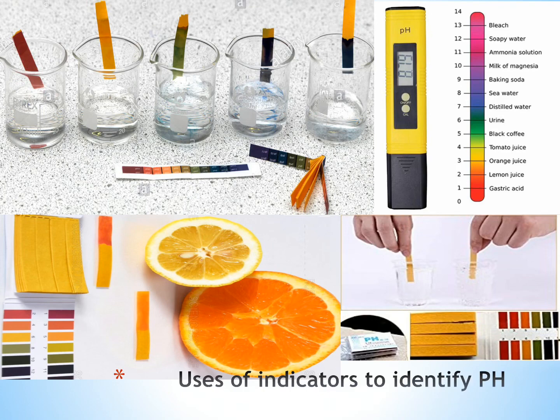Now by comparing the color of each strip with the color on the indicator scale provided, you can actually find the pH of the solution. This method could be used to measure the pH of the water in a pool and in an aquarium.